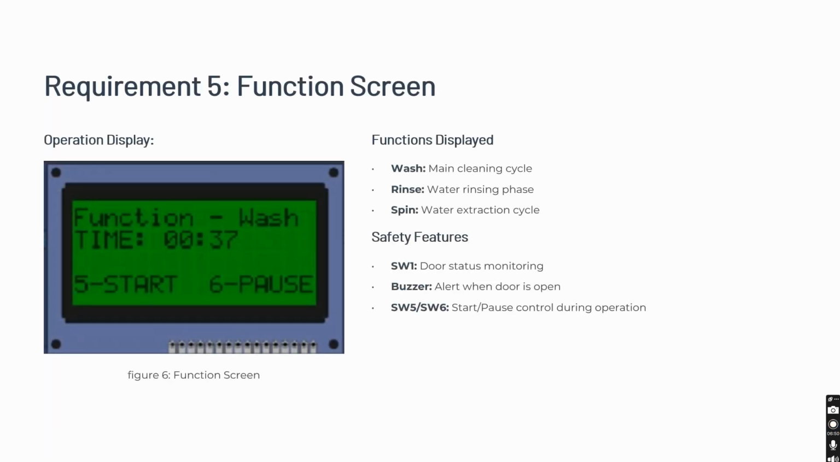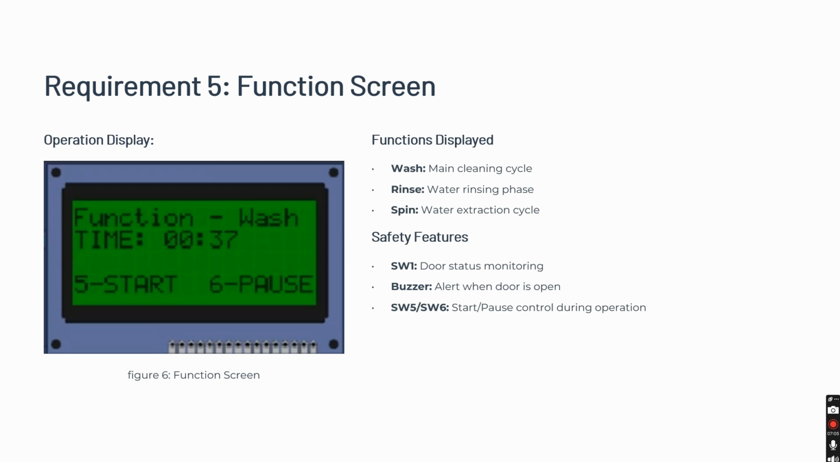And then we get on to our fifth requirement, which is the function screen. During operations, the washing machine goes through three phases: wash, rinse, and spin. Each phase is displayed in real time on the CLCD along with the countdown timer.